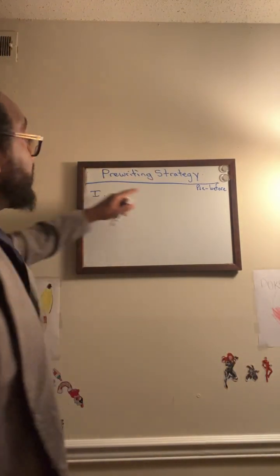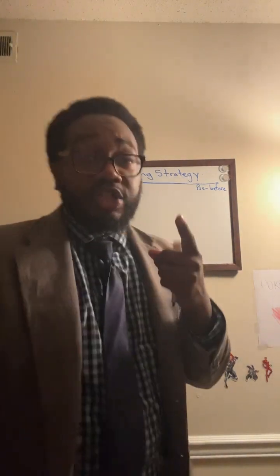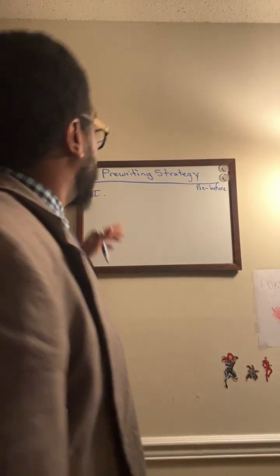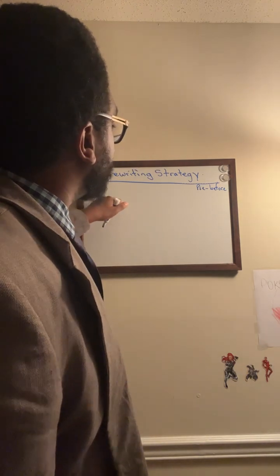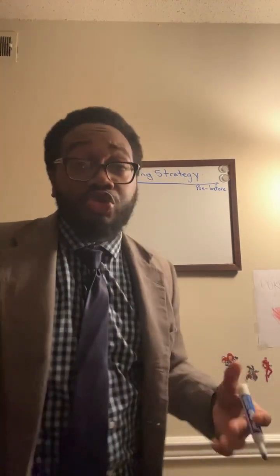Okay? Pre-writing strategy. We're writing a 5-paragraph essay. Since we know what the introduction is for, we know what the 3 body paragraphs are for, and the conclusion. I want you to get a sheet of paper, and whatever your topic is in your introduction, write it right here. This is what I did last week. Matter of fact, I'm going to use a different example.